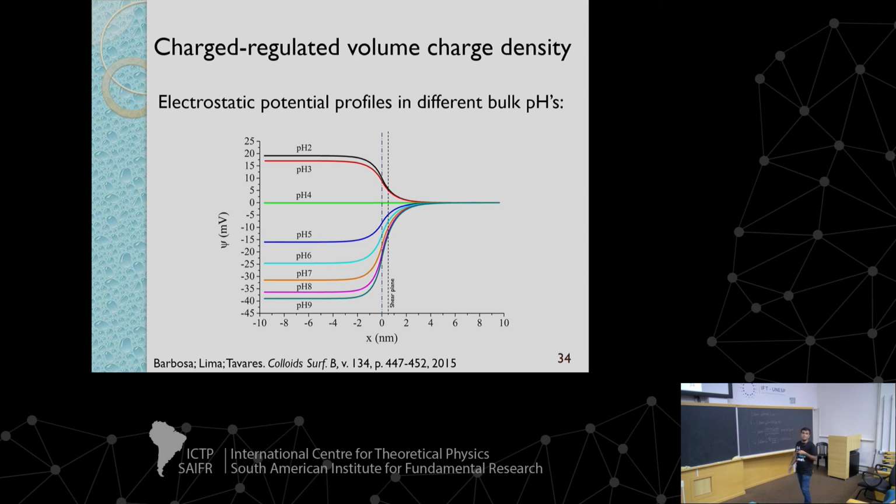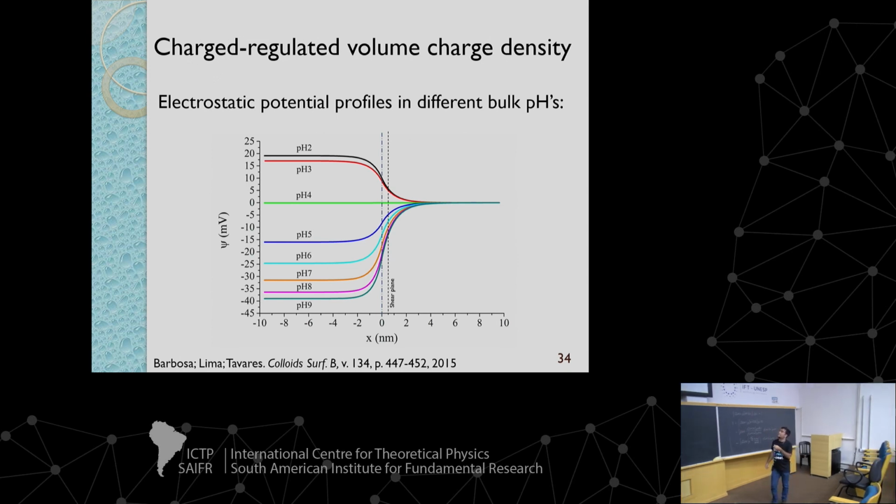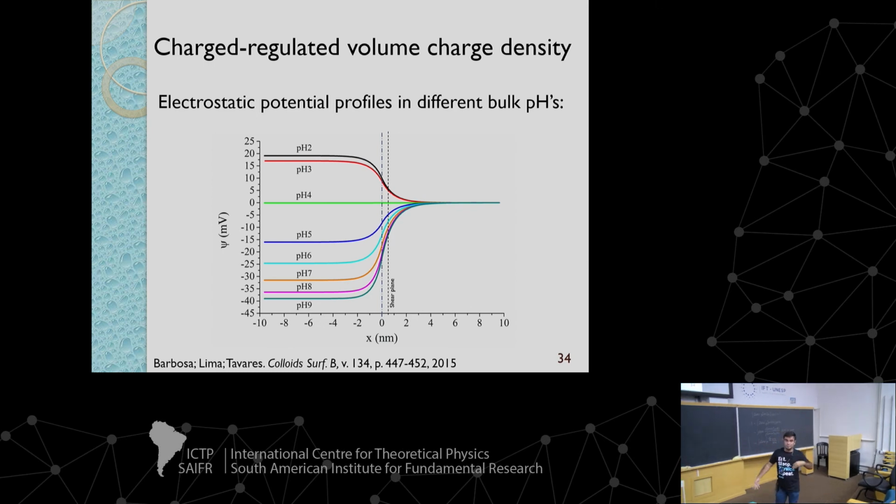So these are some results that we got for different pHs. We have here the electrostatic distribution for those different pHs. We can see here that it goes fast to the bulk values for each pH. And we can go from a positive potential to a negative potential because of the charge regulation, because of the protonation and deprotonation of the groups that are present in the bacterial cell wall.